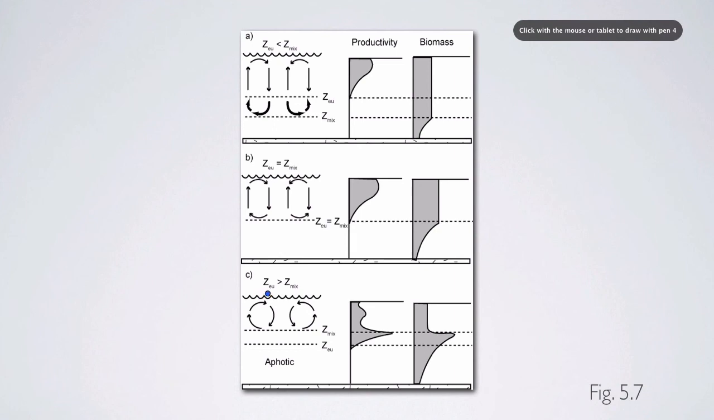Lastly, if your euphotic zone is deeper than your mixing zone, then most of the photosynthesis occurs just below the mixing zone, and there's mixing up above there. And so you have different patterns of photosynthesis and biomass depending on what the mixing is relative to the euphotic zone.